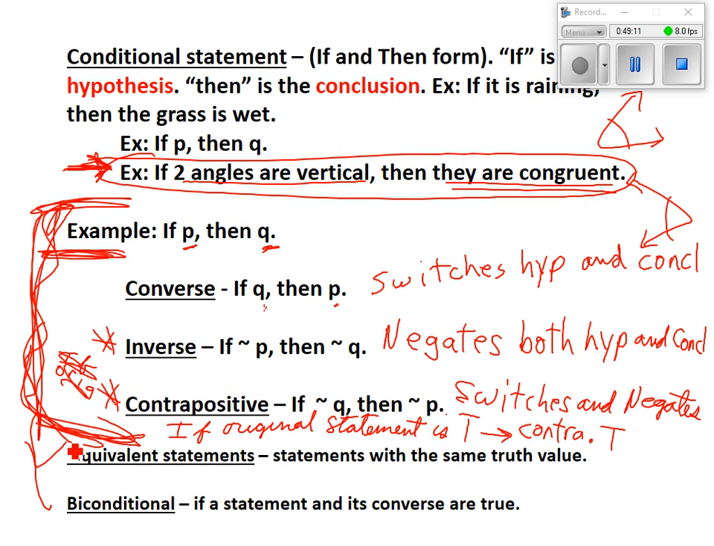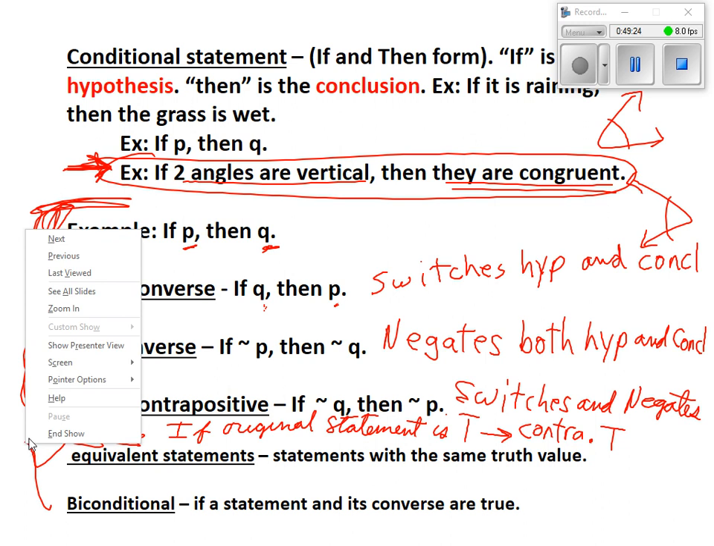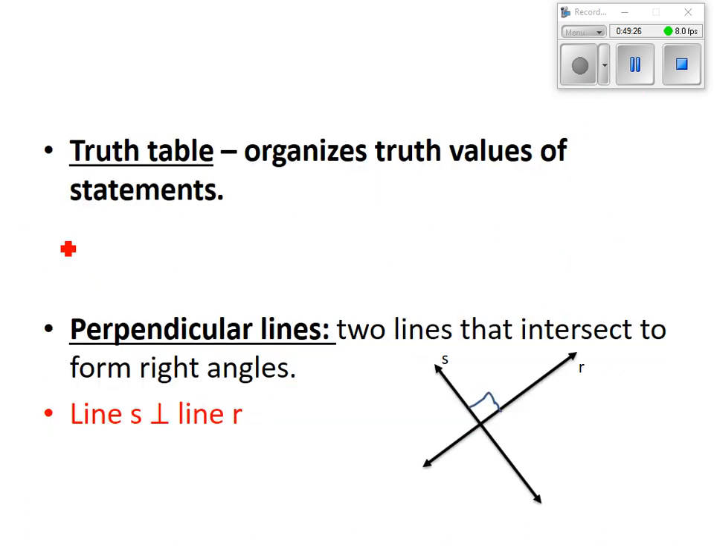What's your question? Oh, so for contrapositive, like if the converse and the inverse are both true, wouldn't that make the contrapositive true? Probably, yeah. Okay. Because those are, put them both together. Yeah.